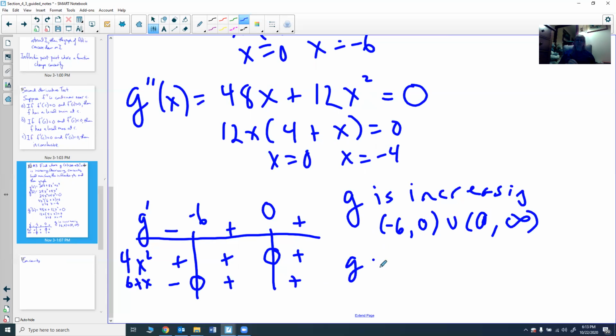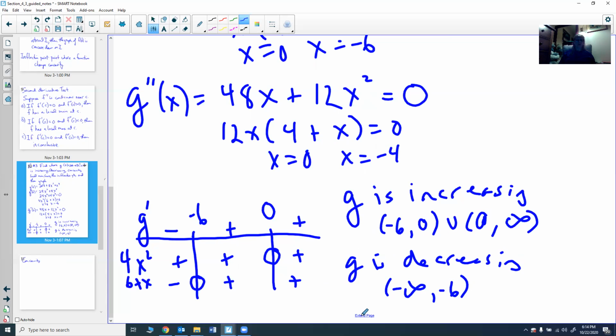I know that G is decreasing from -infinity up to -6. Notice I also don't make these closed intervals. I don't know exactly what happens at the endpoints, so I don't want to do that.